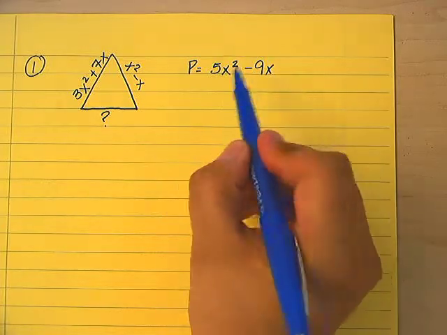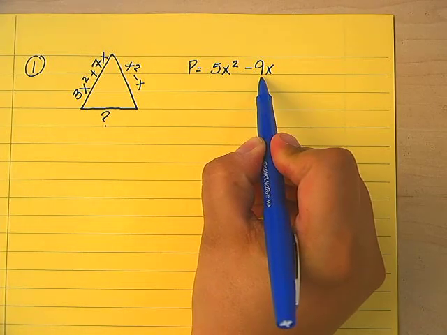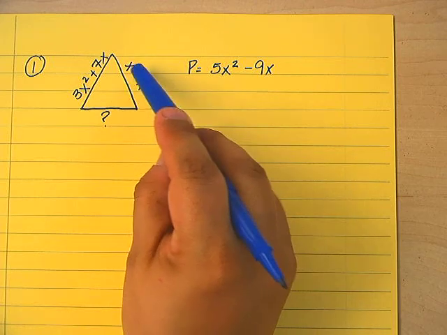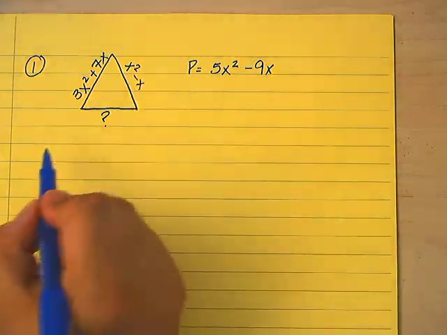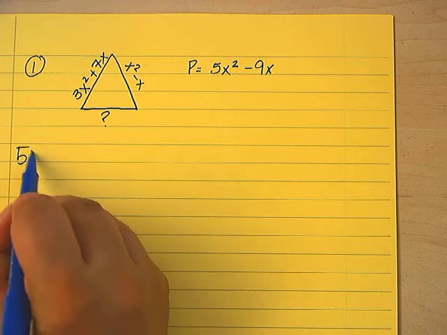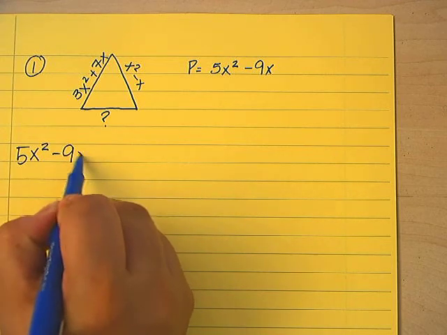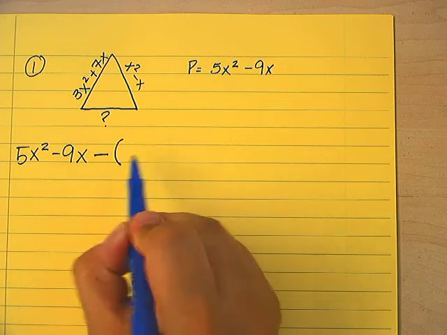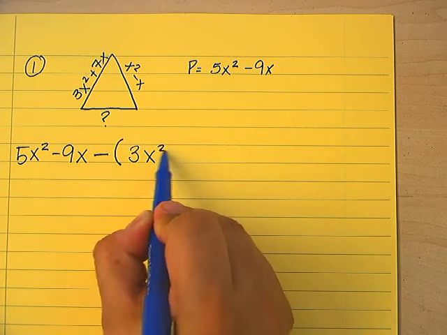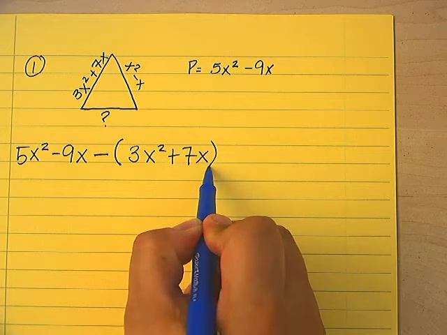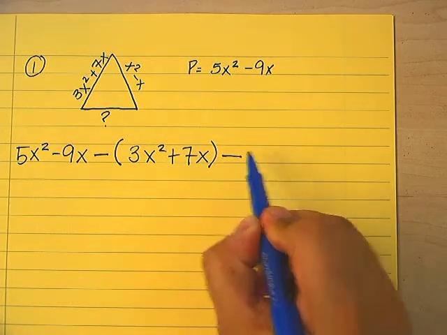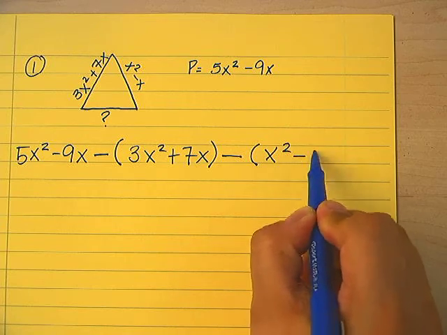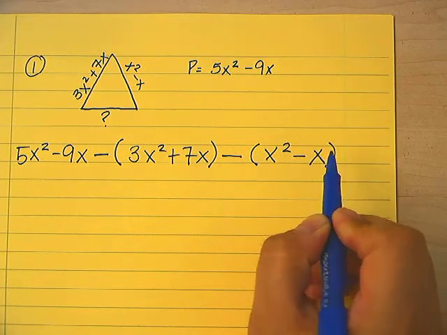So what we're going to do is I'm going to take the perimeter and subtract both of the given sides. So this side and this side here. All right, so let's go ahead and start. So we have 5x squared minus 9x, which represents the perimeter. I'm going to subtract, and I'm going to open parentheses, 3x squared plus 7x. So I'm going to subtract the first side, but I've got to subtract the second side as well, which is going to be x squared minus x.